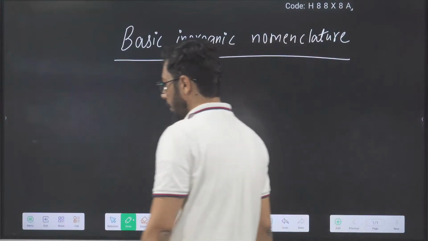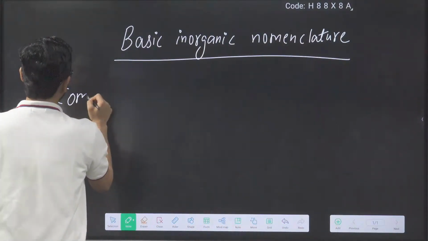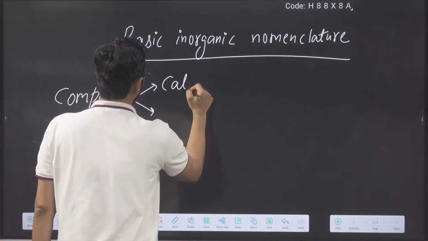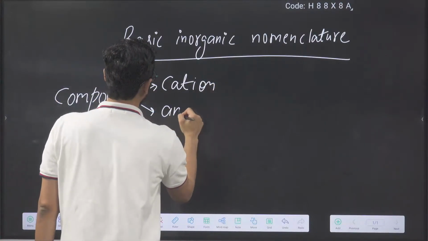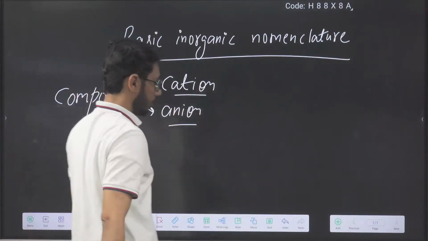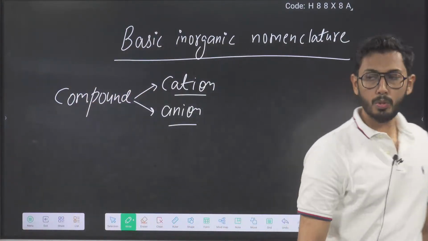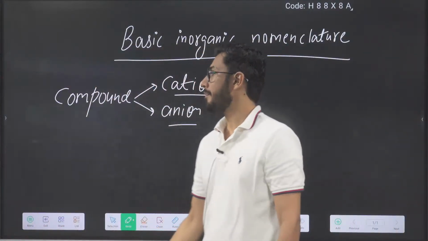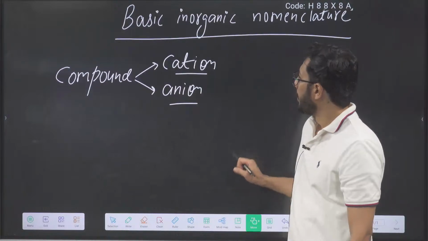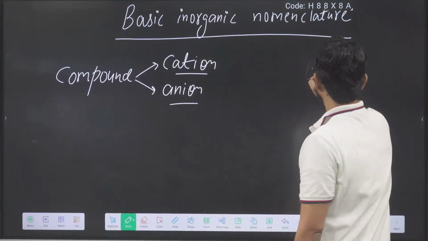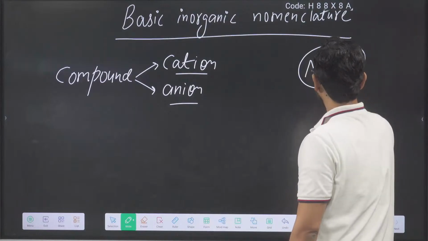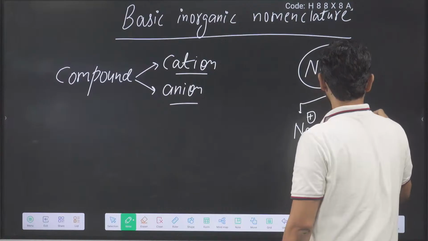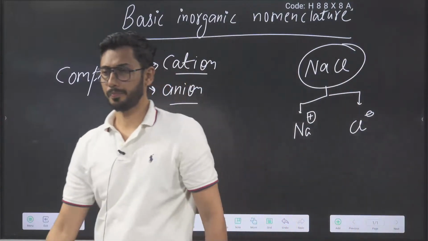Now in basic inorganic nomenclature, whenever any compound is there, it has two parts. One is its cationic part, the other is its anionic part. Cationic portion and anionic portion. Okay? Like, take a simple example, NaCl. In this compound, the cationic portion is Na+ and the anionic portion is Cl−.